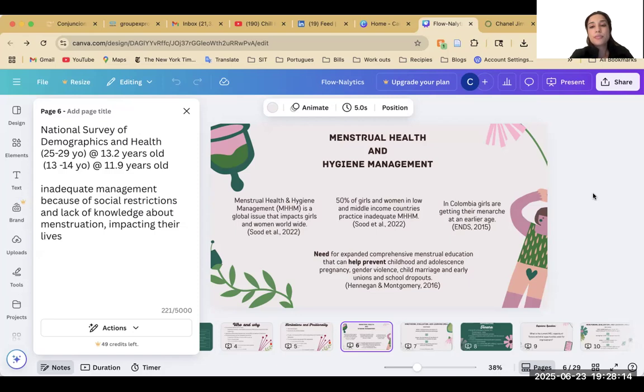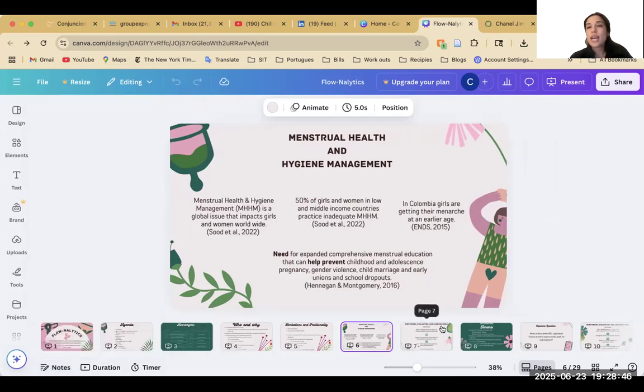And when a girl gets her menarche, it opens the door for a range of things to happen. Childhood and adolescence pregnancy can happen, gender violence can happen, child marriage and early unions, and school dropouts. And so there's a need for expanded comprehensive menstrual education that can help prevent these things. And you see that at that bottom paragraph. So that's kind of painting a picture of menstrual health and hygiene management.